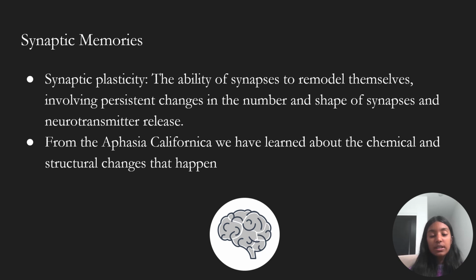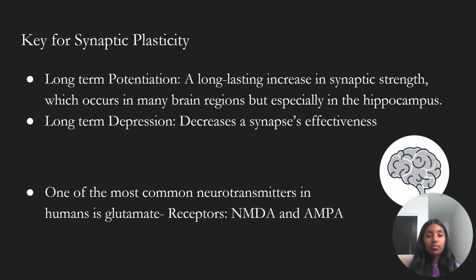Synaptic memories. So the first phrase I want to talk about is synaptic plasticity. And that's the ability for synapses to remodel themselves in the number and shape of synapses and neurotransmitter release. And we learned this from the Aplysia californica, and it was specifically about the chemical and structural changes that happen. So the Aplysia californica is like a sea slug, and the neurons are very big, making it easier for neuroscientists to learn about chemical and structural changes that happen in the synapse.